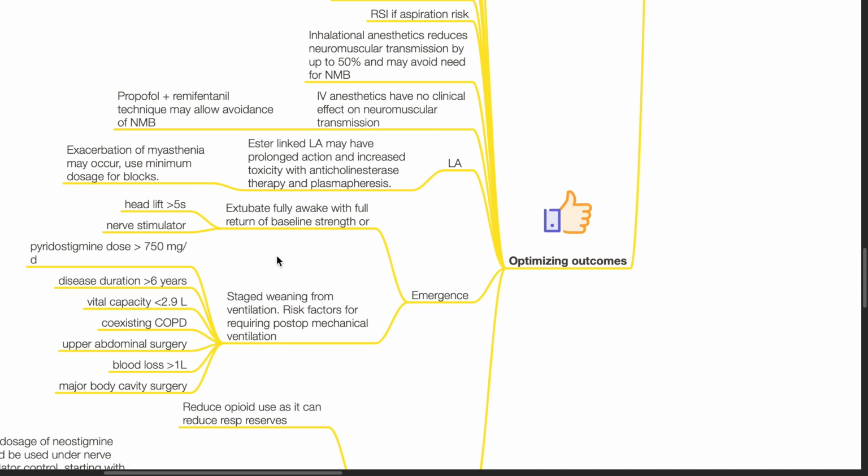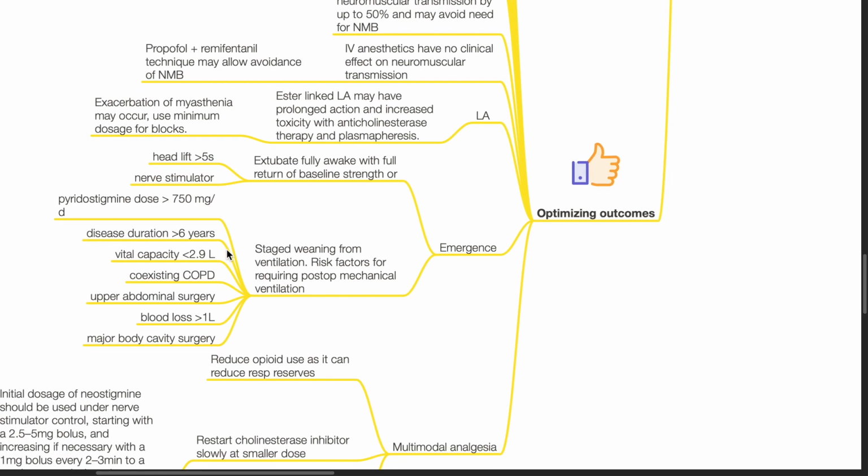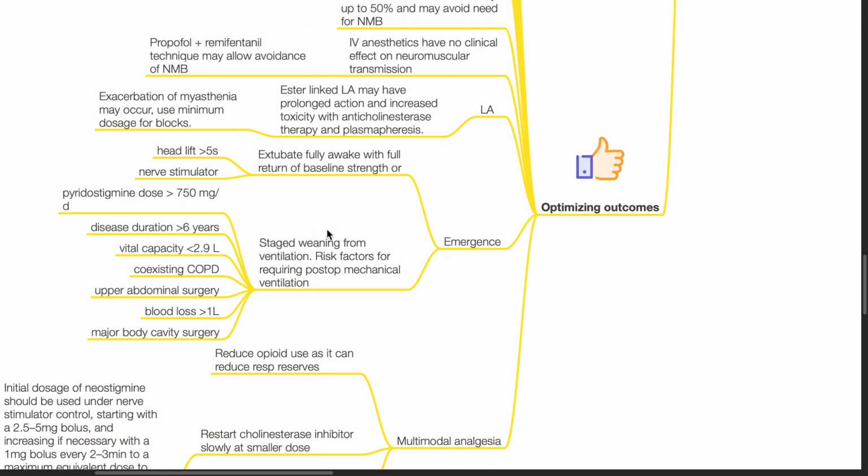Emergence. Extubate fully awake with full return of baseline strength, which can be indicated by head lift of more than 5 seconds or guided by a nerve stimulator. Staged weaning from ventilation is necessary in certain patients. Risk factors for requiring post-operative mechanical ventilation include pyridostigmine dose of more than 750 mg per day, disease duration of more than 6 years, vital capacity of less than 2.9 liters, coexisting chronic lung disease, upper abdominal surgery, blood loss more than 1 liter, and major body cavity surgery.